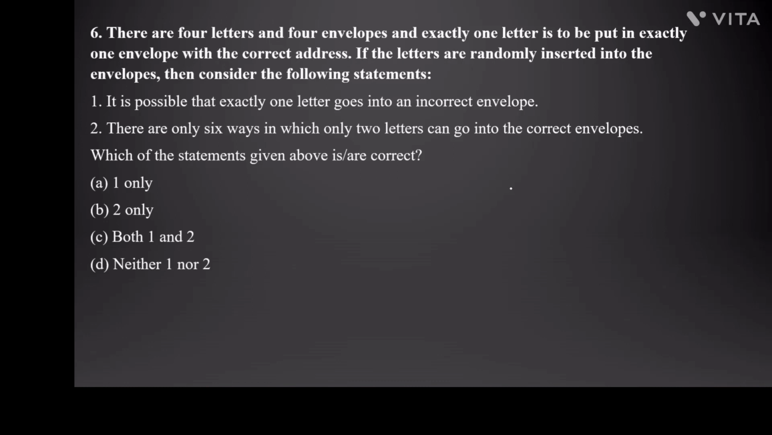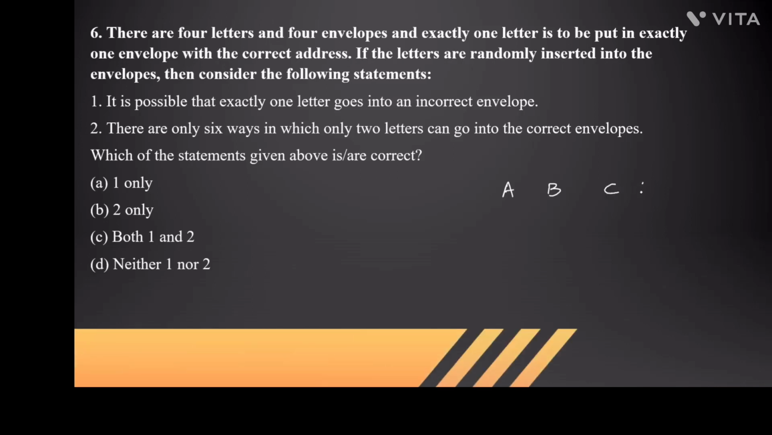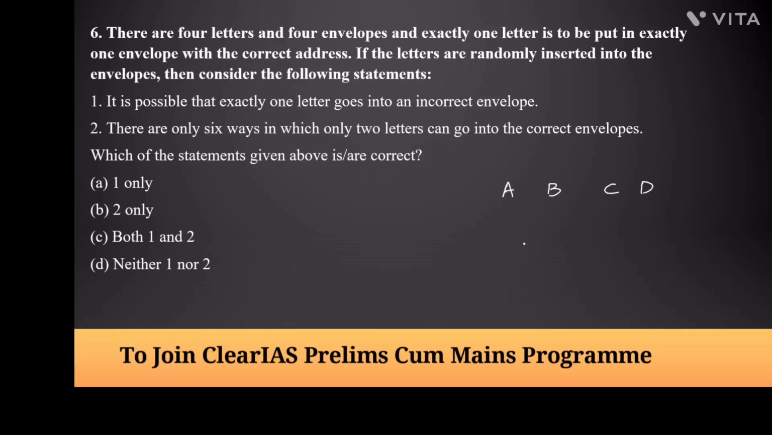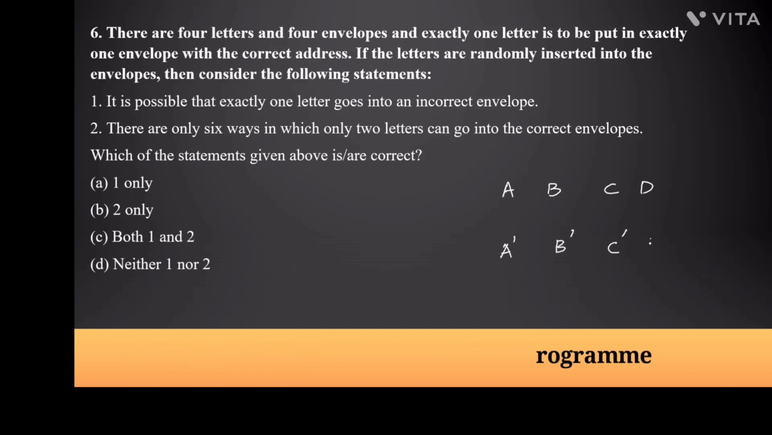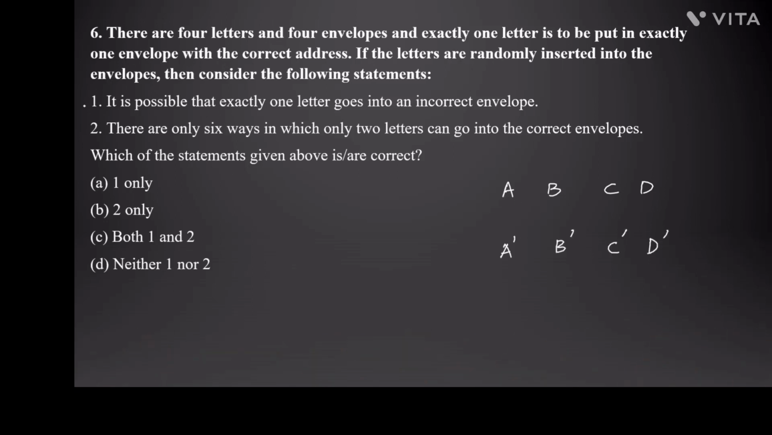Okay, let's say there are 4 letters: A, B, C, and D. There are 4 letters and corresponding 4 envelopes. Let's say A dash is the corresponding envelope for letter A. Then you have B dash, C dash, and D dash. Okay. Now let's take statement 1.